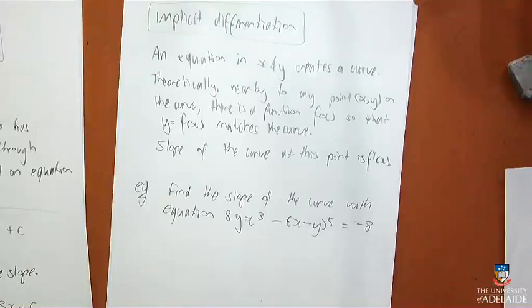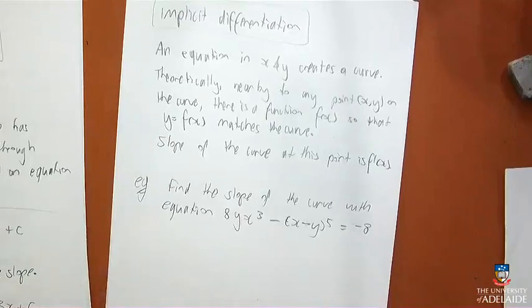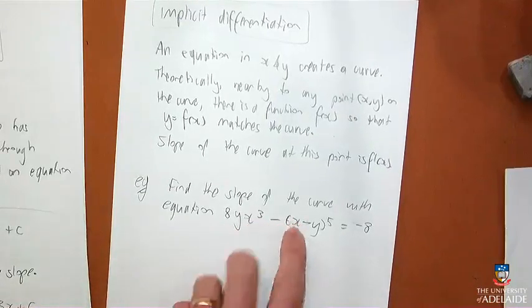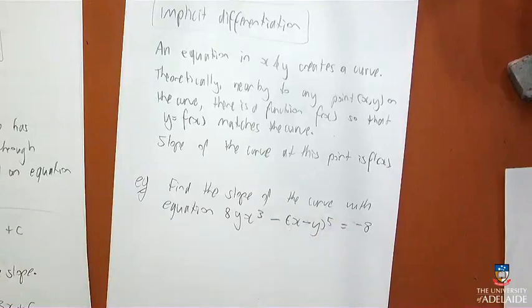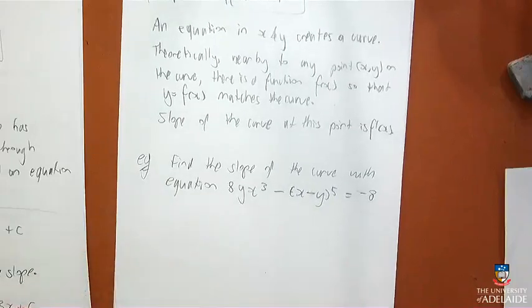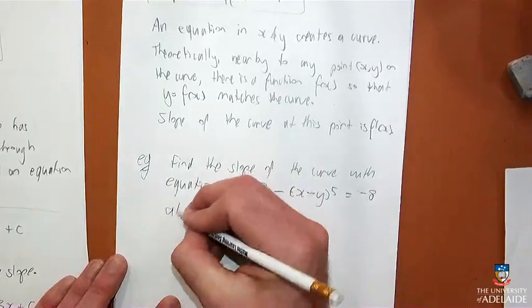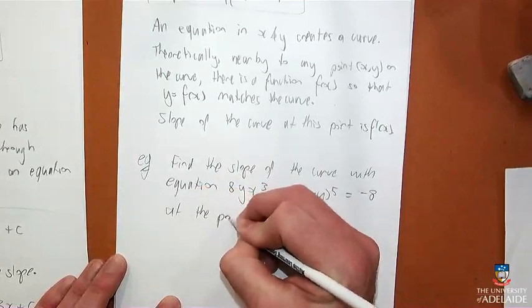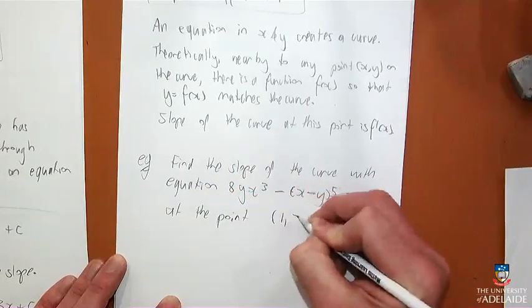Okay, I'm back. And I've got an equation that I think works. Let's hope I was right. So find the slope of the curve with equation 8yx cubed minus x minus y all to the 5 is minus 8. Traditionally there'll be something involving x and y equals number, but they don't have to be that. Any equation will do. It's allowed to have x's and y's on both sides. With that equation, at the point 1, 3.